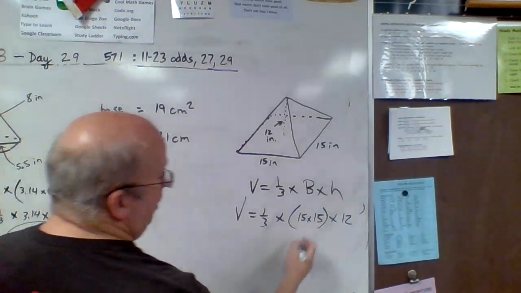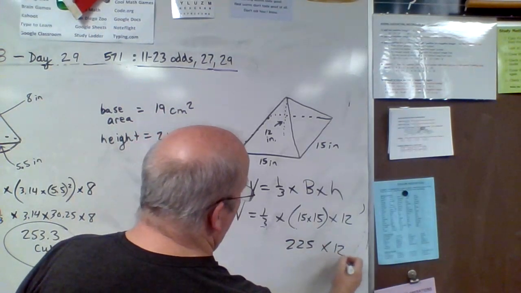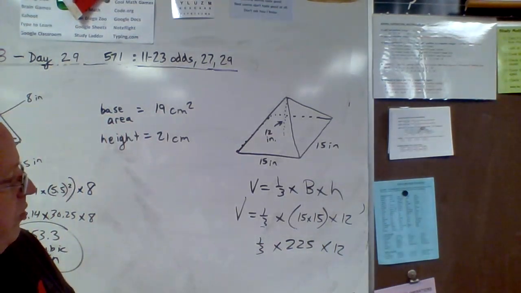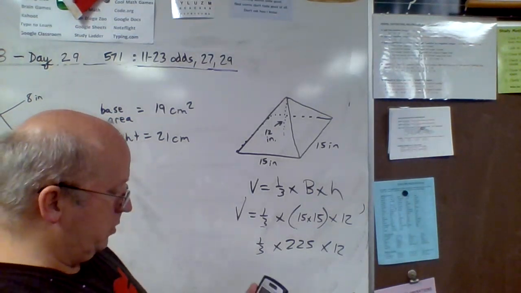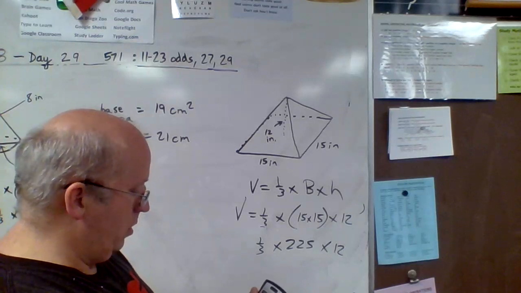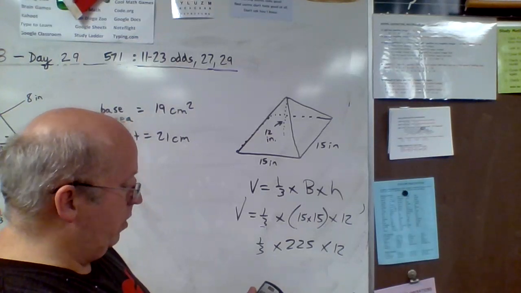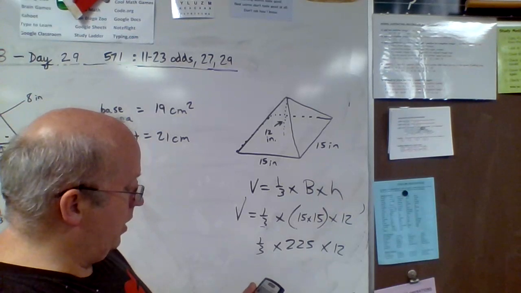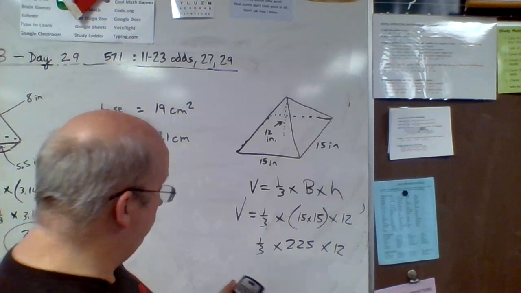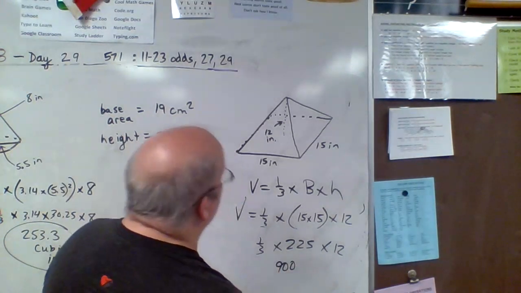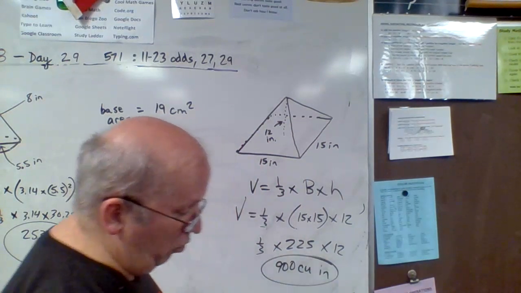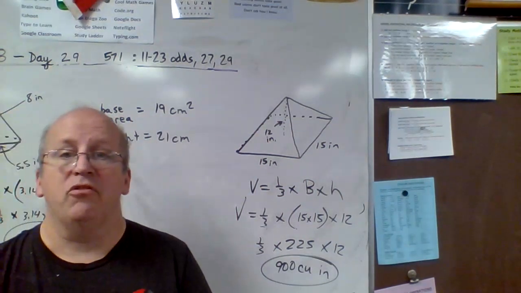I happen to know that 15 times 15 is 225. So we're in essence having this problem, 1/3 times 225 times 12. So clear everything off on my calculator. I'm going to put in 1/3 times 225 times 12, and I end up with 899.9999999999991. In other words, 900. 900 what? We're talking cubic inches in this case because it's a volume problem. 900 cubic inches on that one.